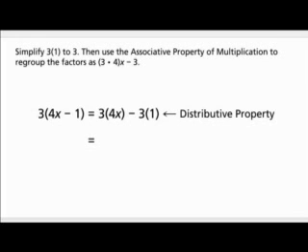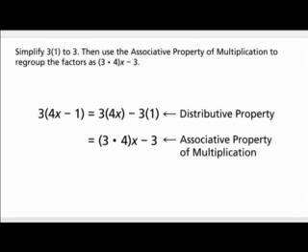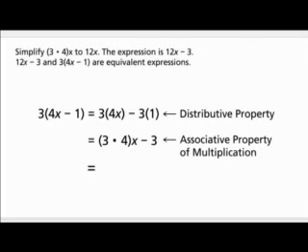Simplify 3 times 1 to 3. Then, use the associative property of multiplication to regroup the factors as 3 times 4x minus 3. Simplify 3 times 4x to 12x. The expression is 12x minus 3. 12x minus 3 and 3 times the quantity of 4x minus 1 are equivalent expressions.